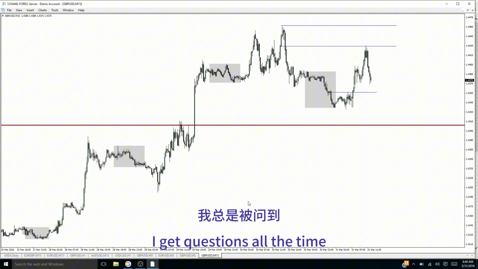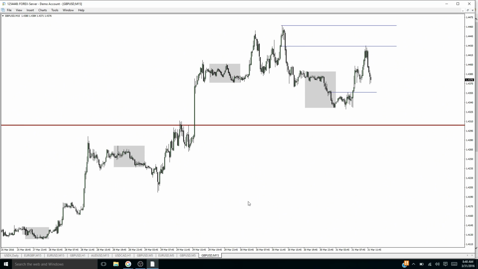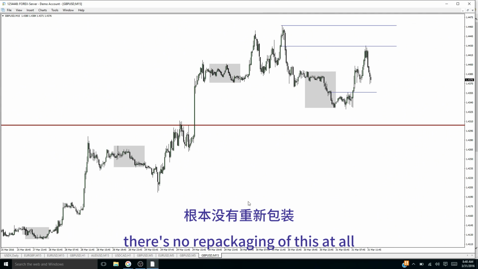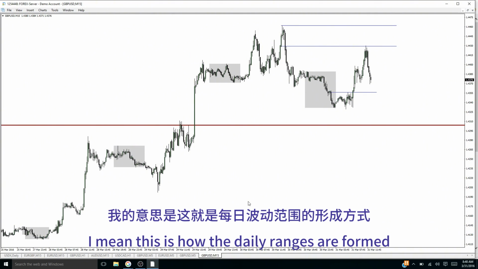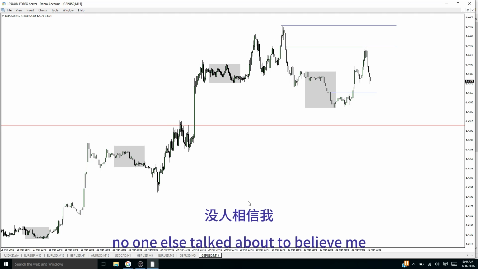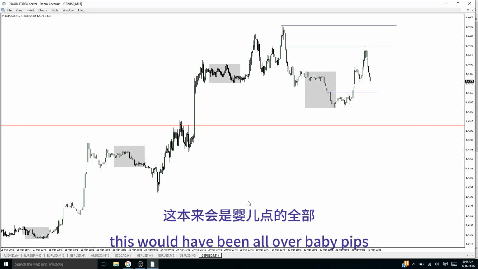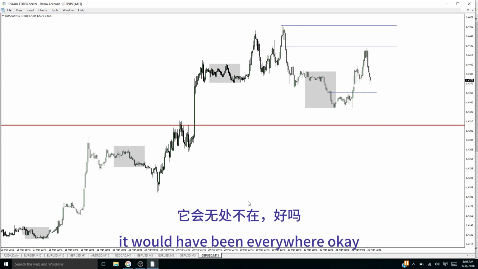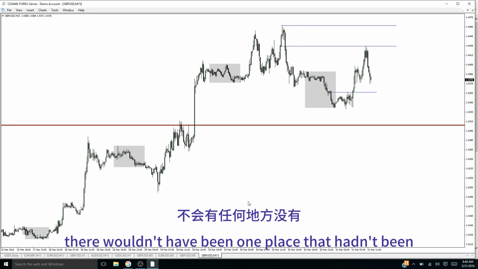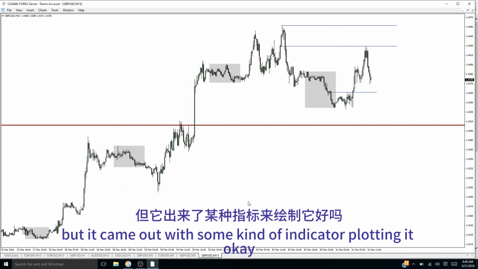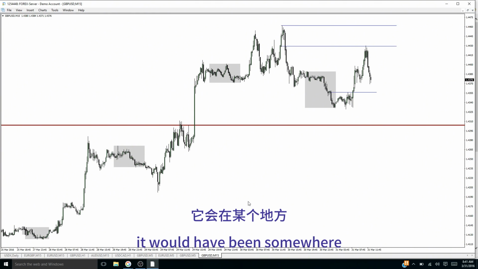I get questions all the time. Am I repackaging this and repackaging that? There's no repackaging of this at all. This is how the daily ranges are formed. No one else talks about it. Believe me, if this was known in the general public, this would have been all over Baby Pips. It would have been all over Forex Factory. It would have been everywhere. There wouldn't have been one place that hadn't been talking about it. 15,000 people would have come up with some kind of indicator plotting it. It would have been somewhere.